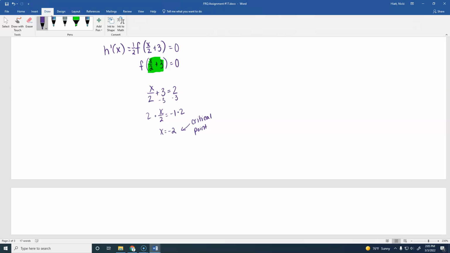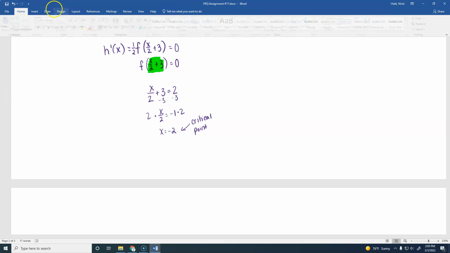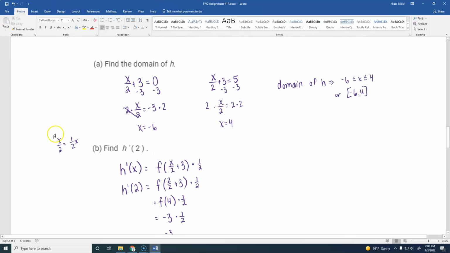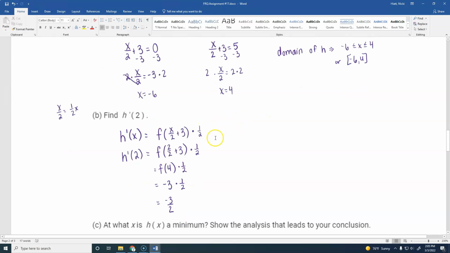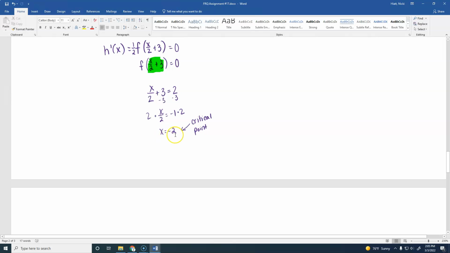So we have 3 points that we need to check. We need to check negative, was it 6 or 4? Negative 6, which was one end of our domain. Positive 4, which is the other end of our domain. And then negative 2, which is our critical point in between.